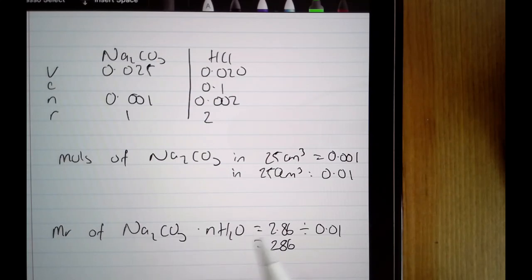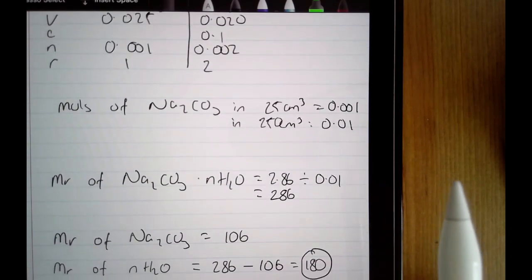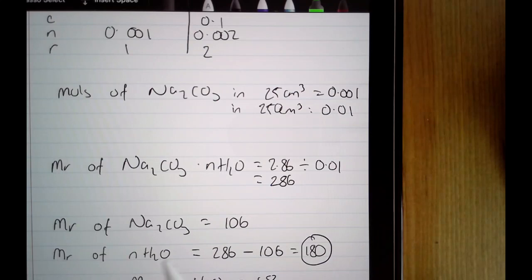The whole thing has a mass of 2.86 grams. I'm given that in the question. The moles is 0.01. Therefore, the formula mass of the whole thing, including the water, is 286. I need to work out how many water molecules I have. I can do that by subtracting the formula mass of the sodium carbonate from the formula mass of the whole thing. The formula mass of sodium carbonate is 106. I can then take this 106 from the 286, and I'm left with 180. And the 180 must be caused by the molecules of water.